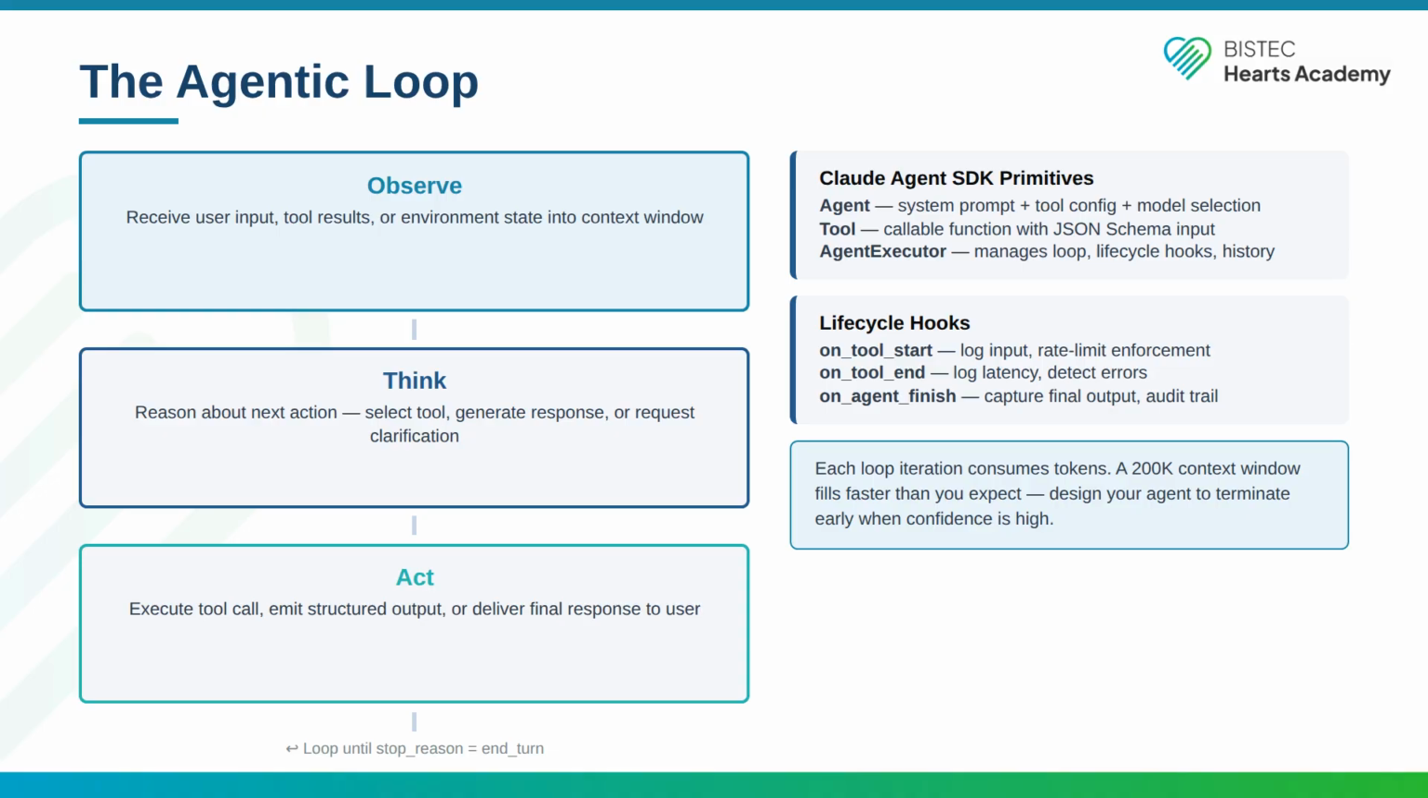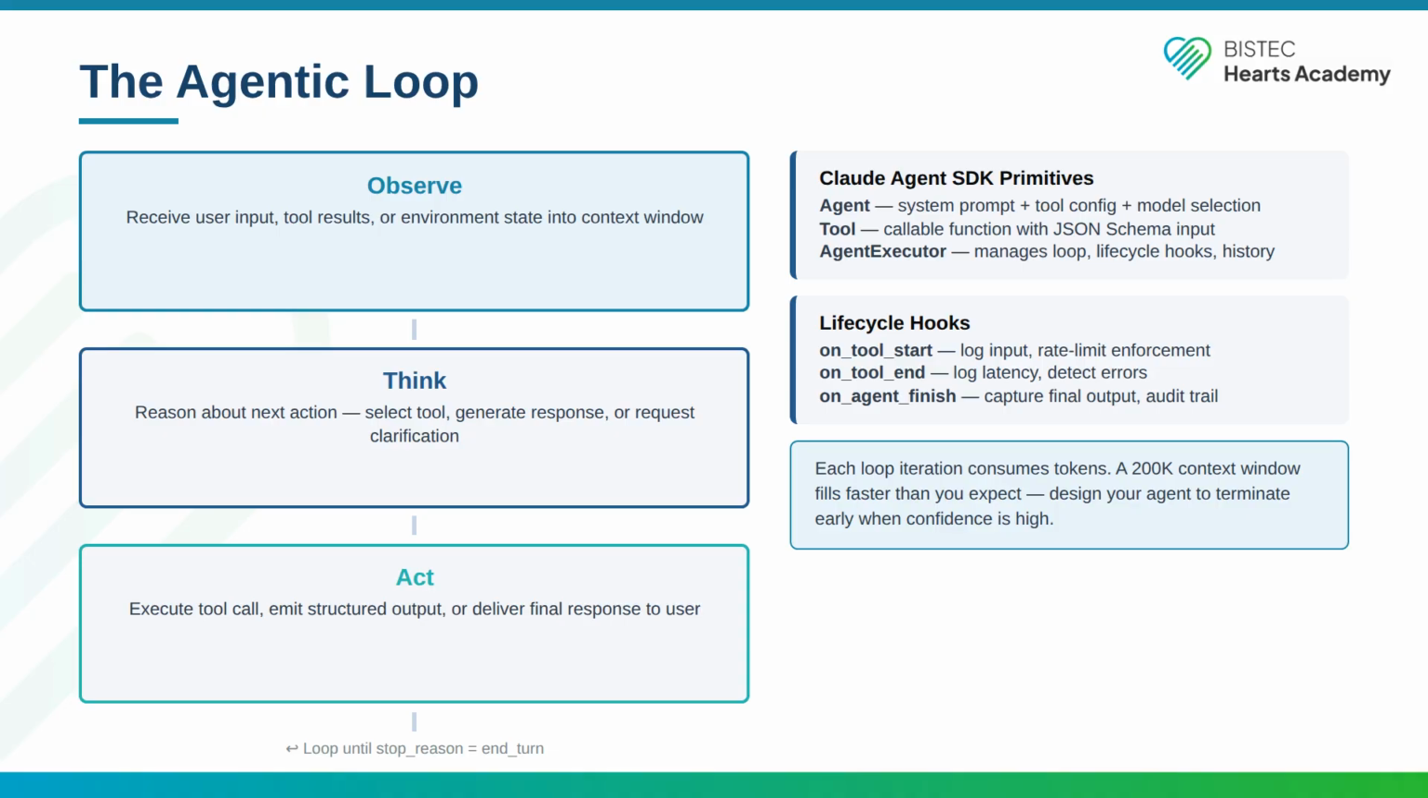In the observe phase, Claude receives new information into its context window. This might be a user message, the result of a tool call, or an environmental state update. In the think phase, Claude reasons about what to do next: select a tool, generate a response, or request clarification. In the act phase, Claude executes a tool call, emits structured output, or delivers a final answer to the user. The loop continues until the stop reason is end_turn, which signals that Claude has completed its reasoning and has no more tool calls to make.